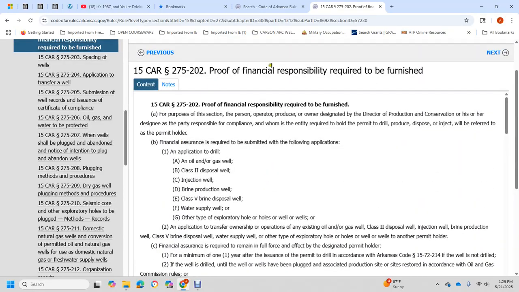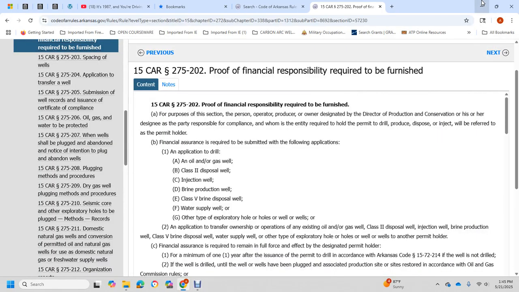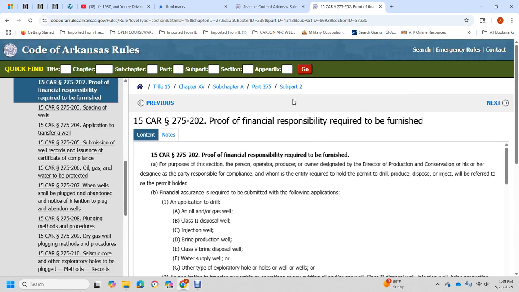Okay, proof of financial responsibility required to be furnished. Alright, Title 15 Code of Arkansas Rules 275-202, proof of financial responsibility required to be furnished.